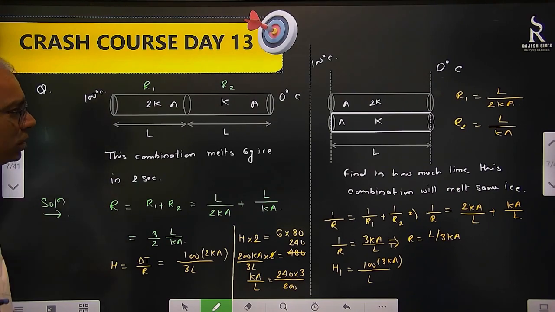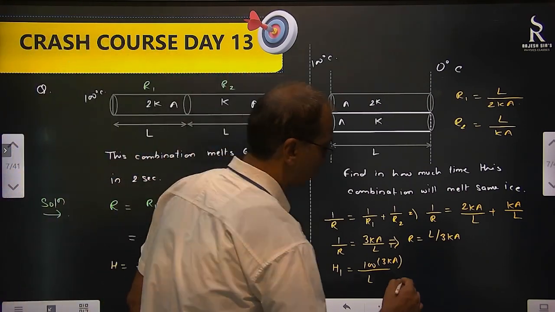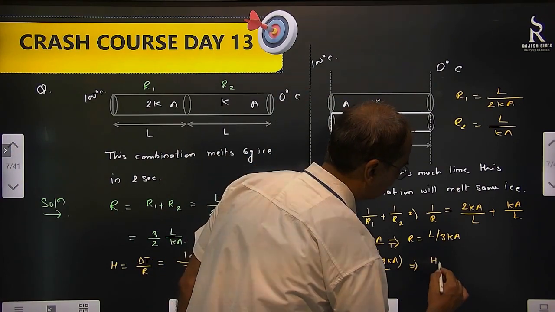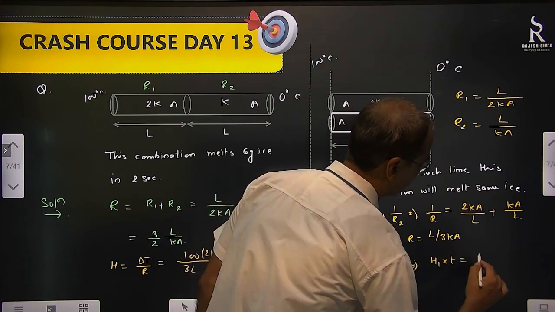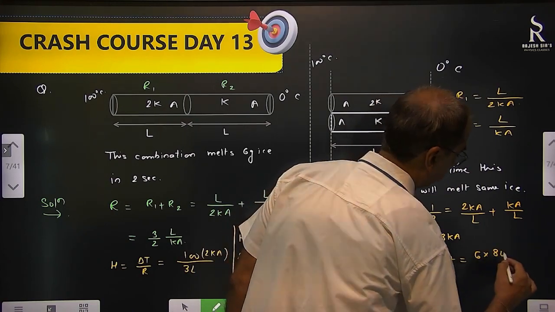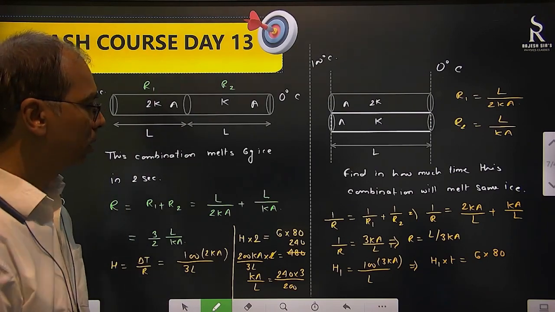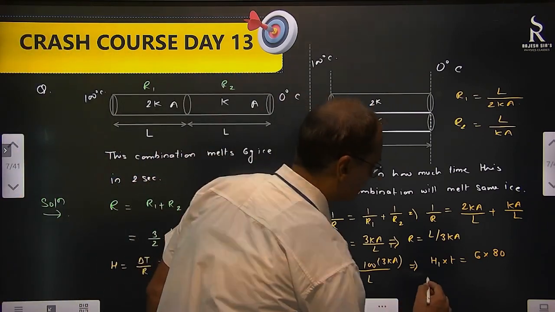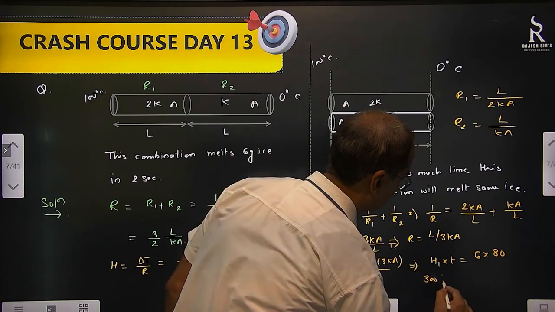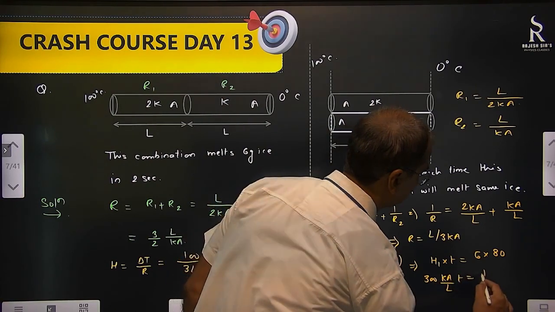Right, so now what will you do? We have to melt how much ice? The same ice. So we will write H1 into T equal to 6 gram of ice into 80 calorie per gram, that is 480. And H1 is what? 300 into Ka by L into T equal to 480.